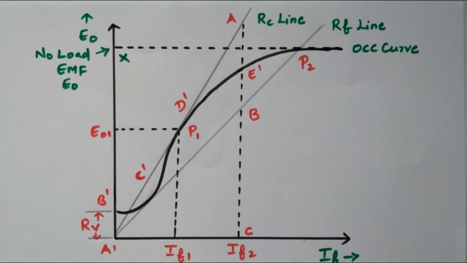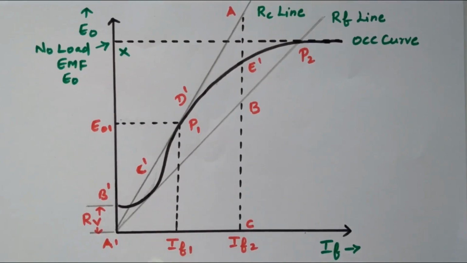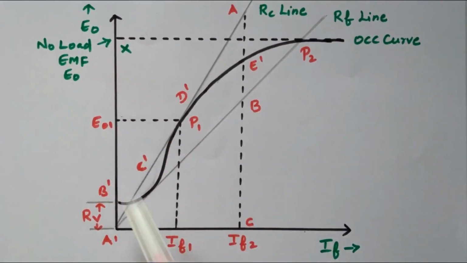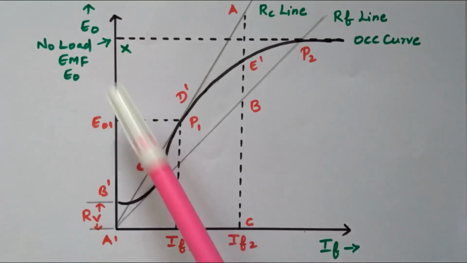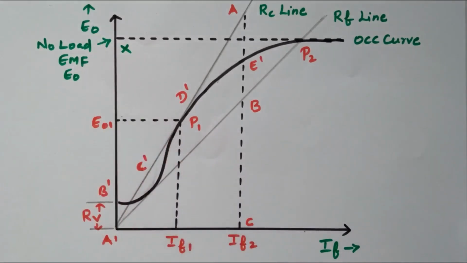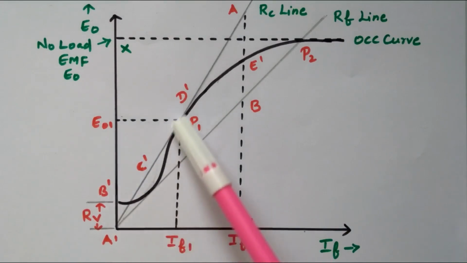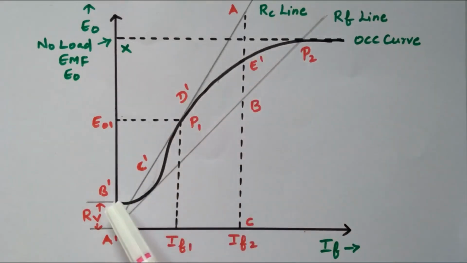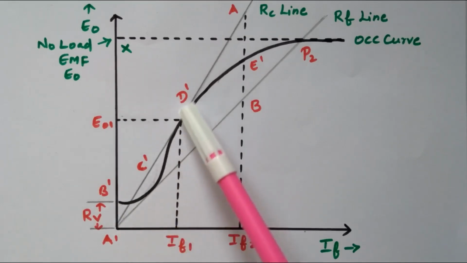Now we have the set of readings available for field current IF versus E0. So the graph is drawn between the field current and E0. By varying the resistor R2, we can set the value of field current. For every field current, the E0 value is noted down. Using these values, we can draw the graph called the open circuit characteristics.